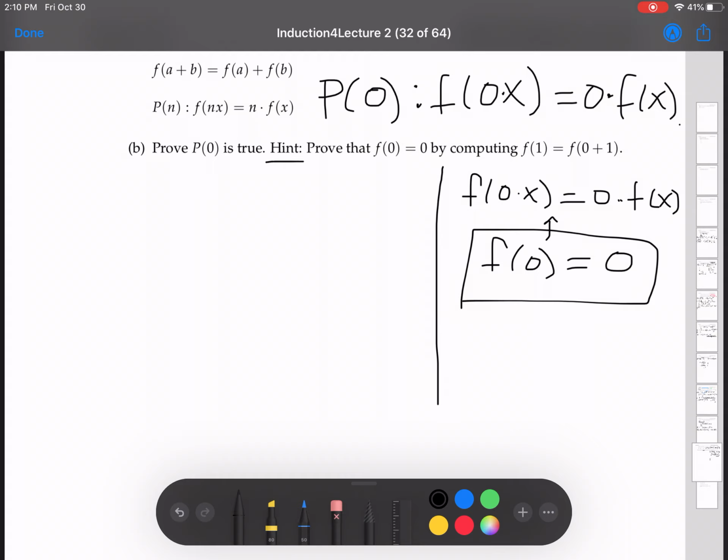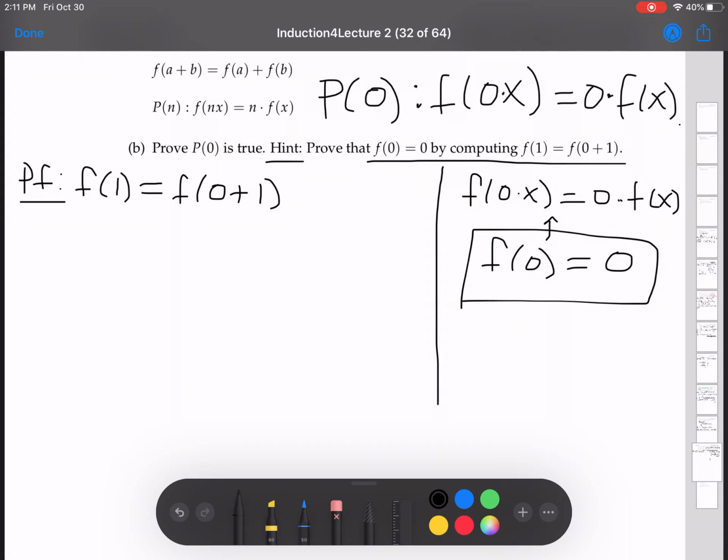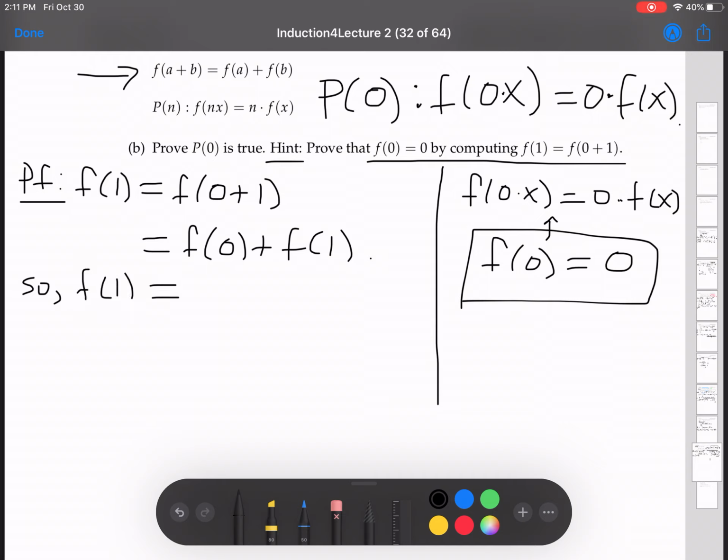Okay, and there's a little hint. This hint is also in the worksheet. It's very similar for that problem. So first we're going to prove f of 0 equals 0 by computing f of 1. Okay, so f of 1 is equal to f of 0 plus 1, because 0 plus 1 is equal to 1. Now, using this special property, we can write this as f of 0 plus f of 1. So f of 1 equals f of 0 plus f of 1.